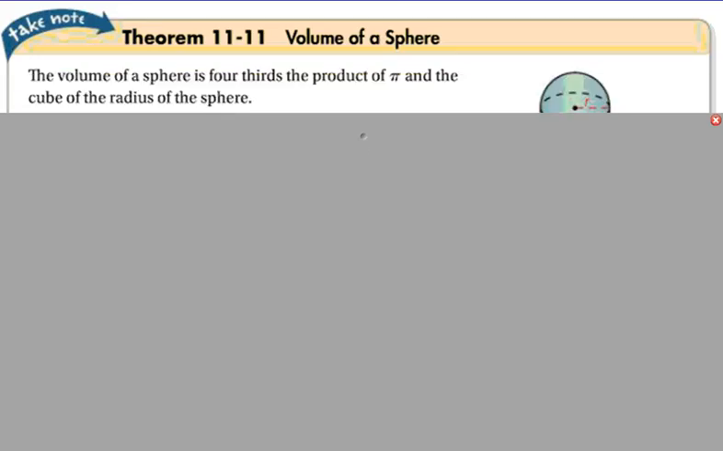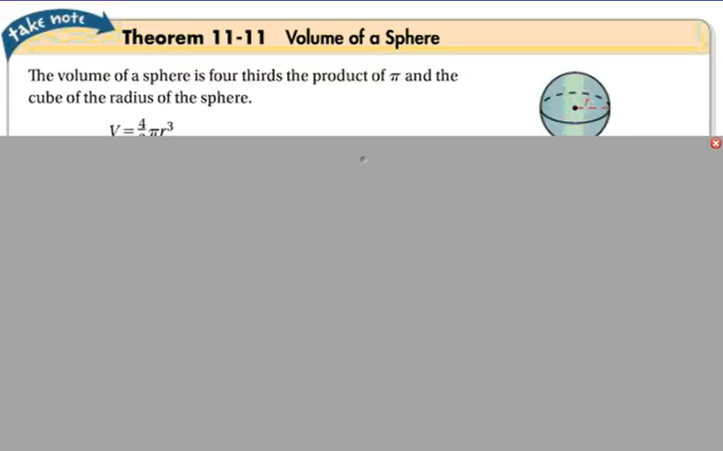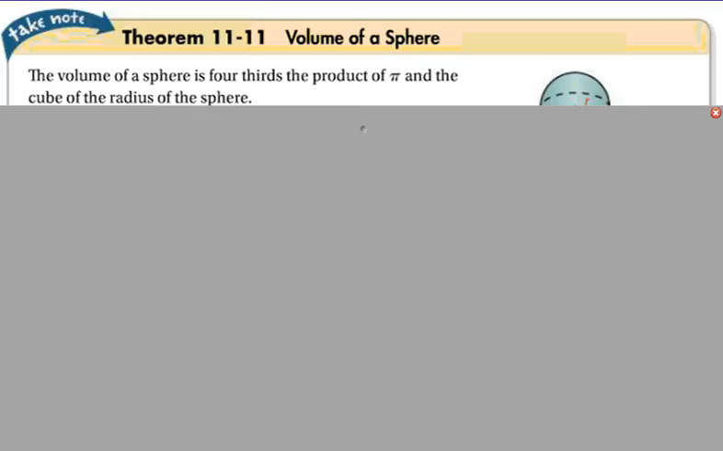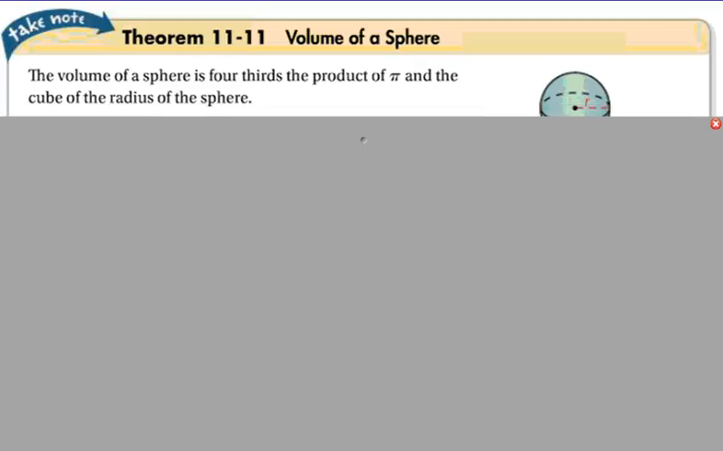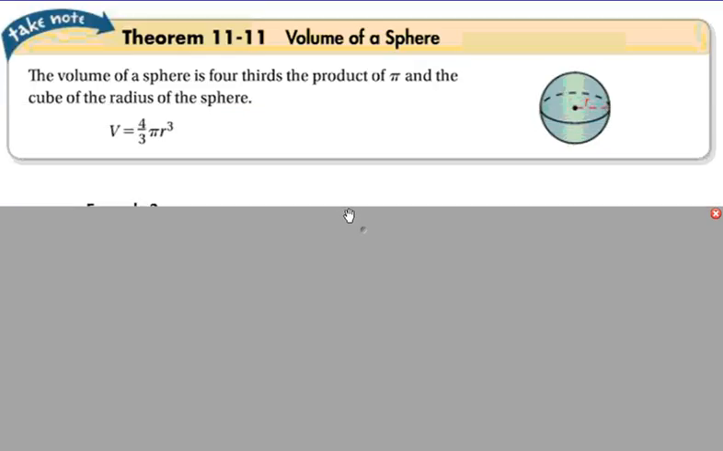Let's move on to volume of a sphere. Volume of a sphere is pretty similar again. The volume of a sphere is 4/3, so it's 4 over 3 times the product of pi and the cube of the radius. A good way to remember this, since volume is three-dimensional, it's always cubic. It's r cubed for the volume. So it's 4/3 times pi r cubed.